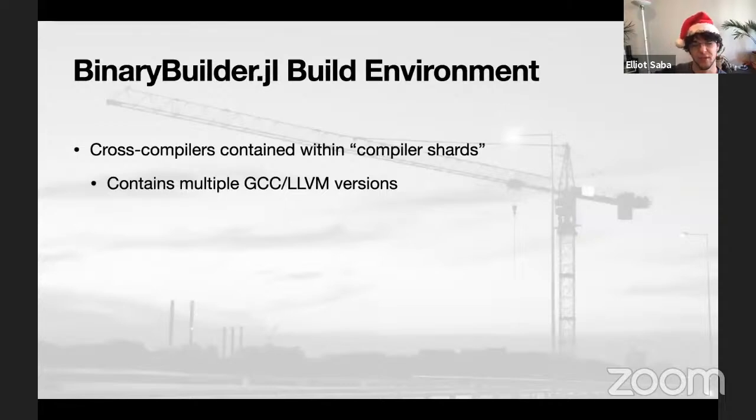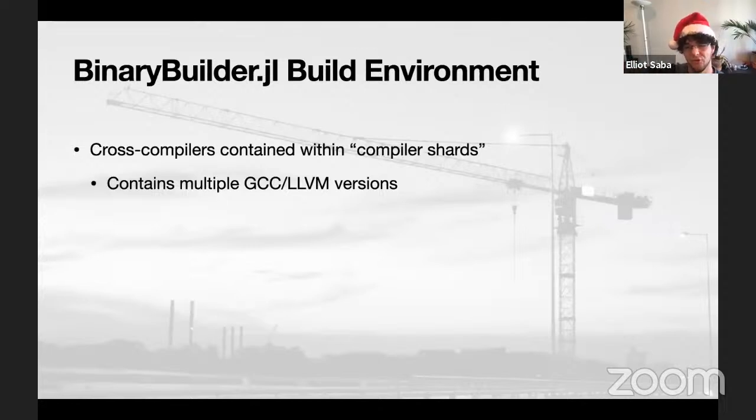So we can do things like say, my project requires GCC 6 or newer because I use some fancy C++ features, and I want it to target Linux with ARM processors and Linux with Intel processors and macOS, and that's it. You can do that kind of specification in your BinaryBuilder recipe, and it will work.